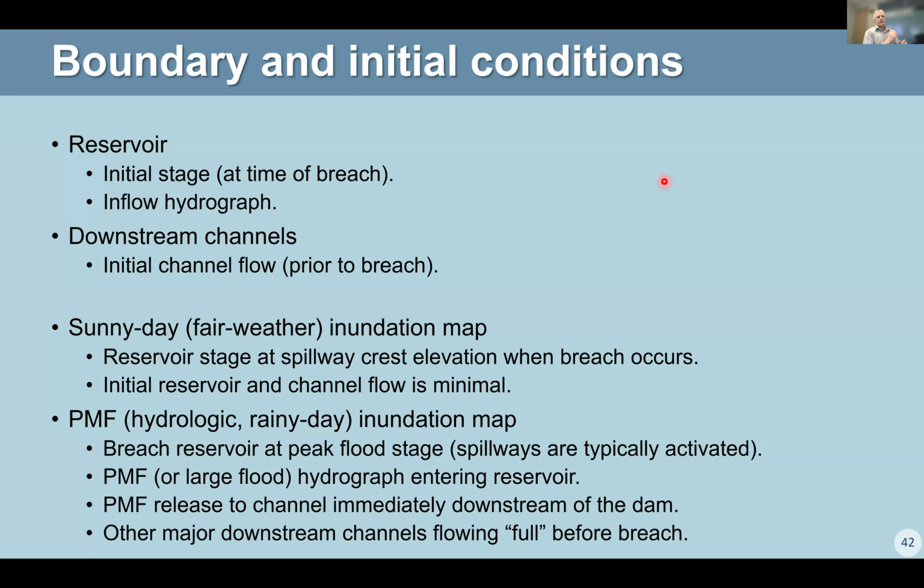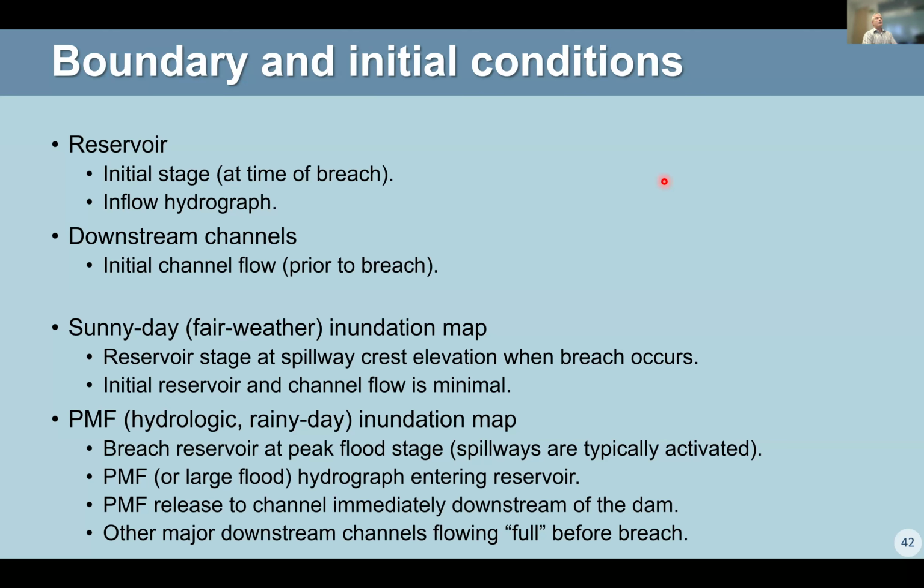So we call a sunny day breach, for these regulatory maps, we assume that the water is all the way up at the emergency spillway crest elevation for these dams, and that there's really no water downstream and there's not much water coming in. That's a typical sunny summertime condition. Then we have what we call the PMF condition, and this is a flood condition.